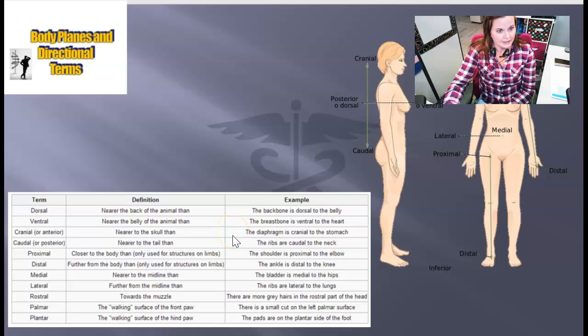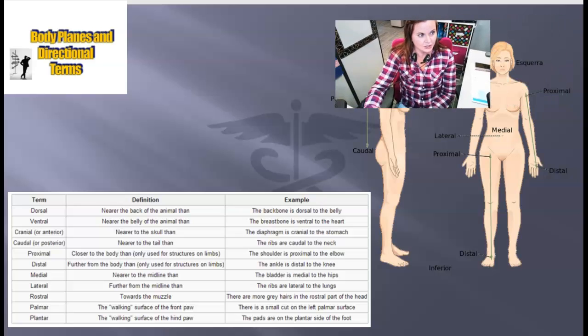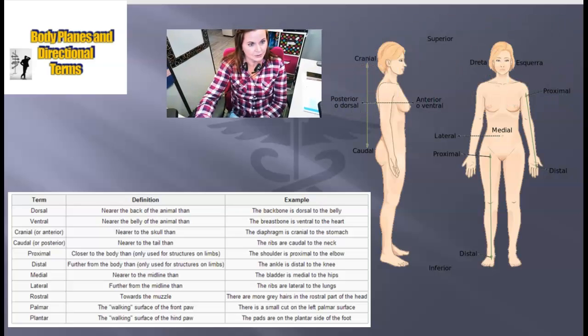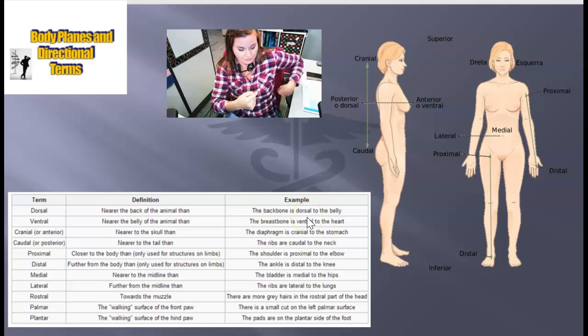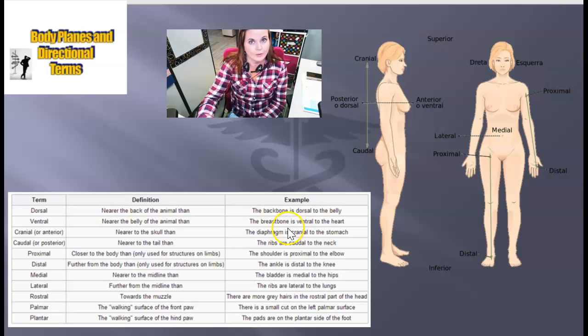So again, just more pictures, kind of getting an understanding of those body planes here. So here are some examples of how they're used. For example, dorsal. The backbone is dorsal to the belly. So the backbone is closer to the back of your body than your belly is, so it's dorsal to it. Or we could say posterior in that case, right?